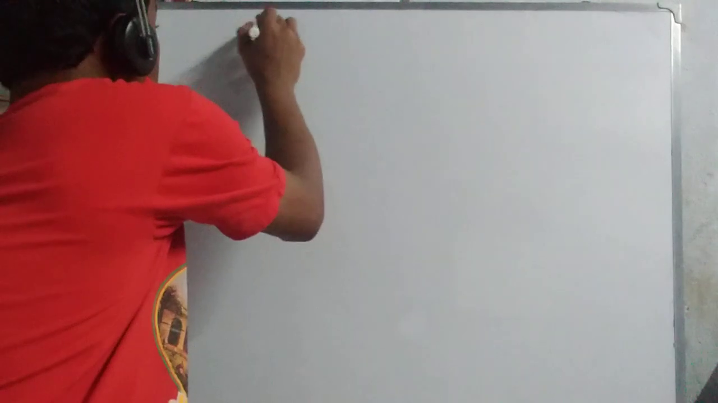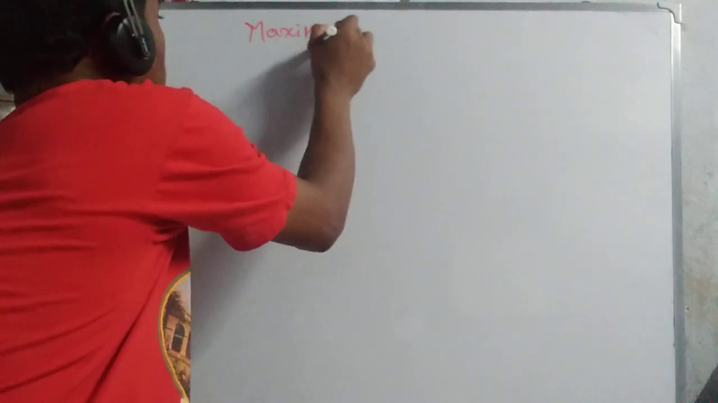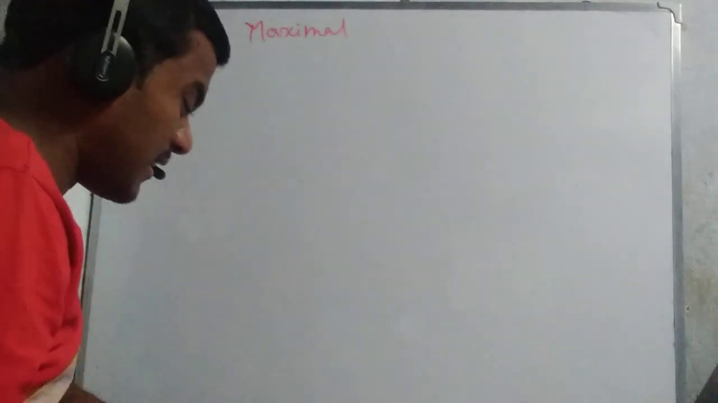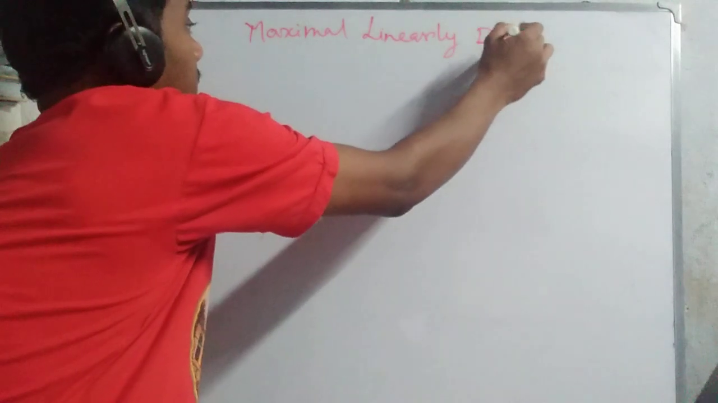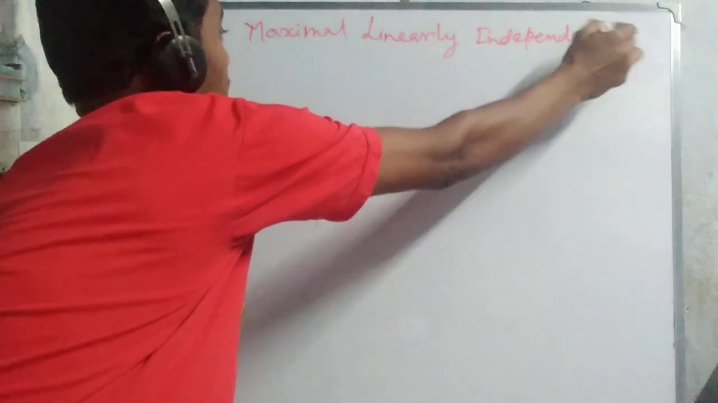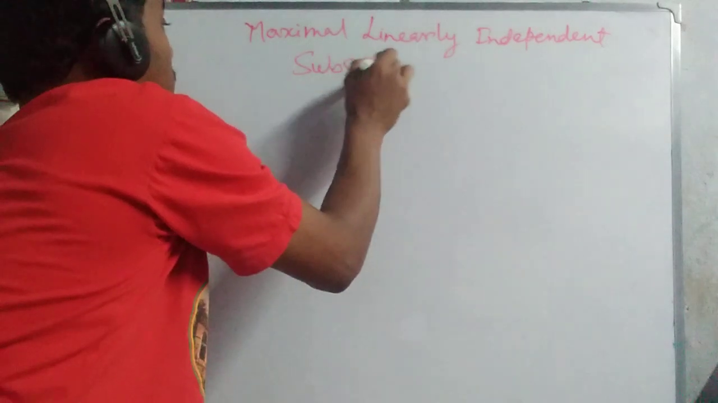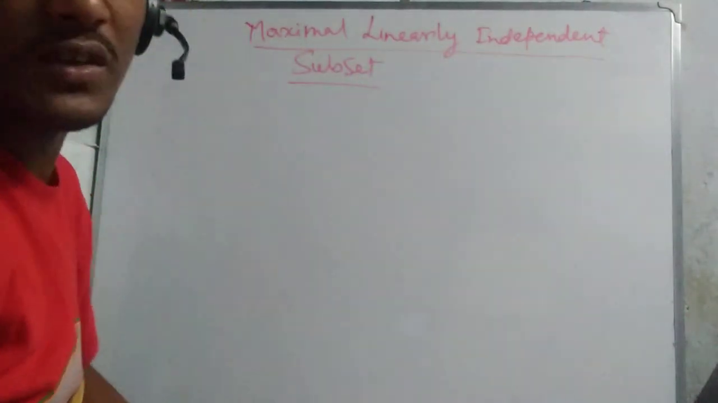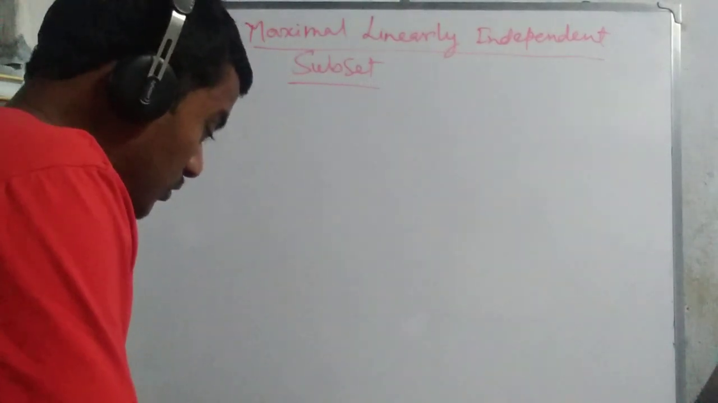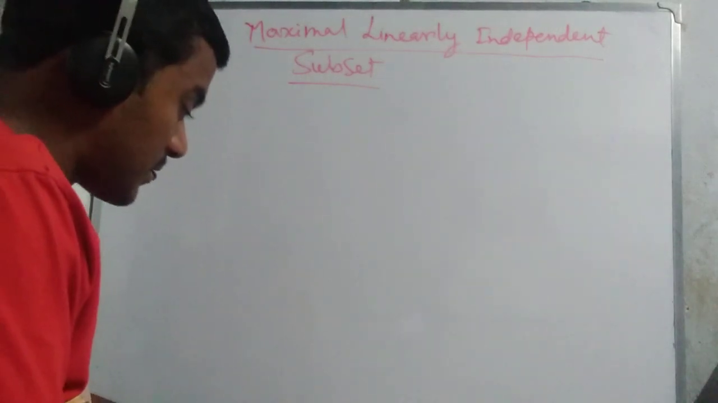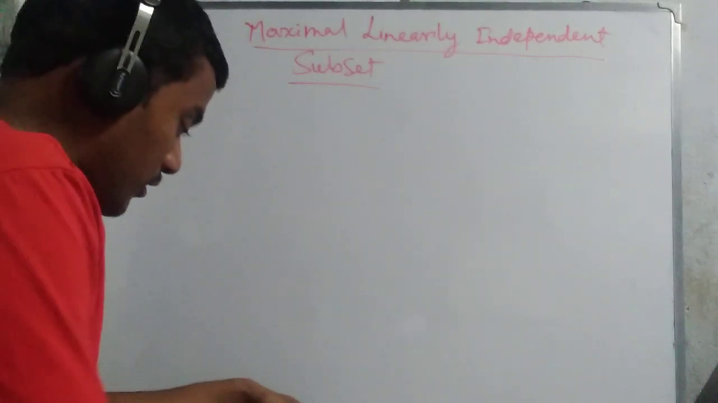Today I also discuss one important topic, obviously related to linear algebra: maximal linearly independent subset. This is an important topic, I think. In the previous class, we also discussed dimension and basis of a subspace or a vector space.